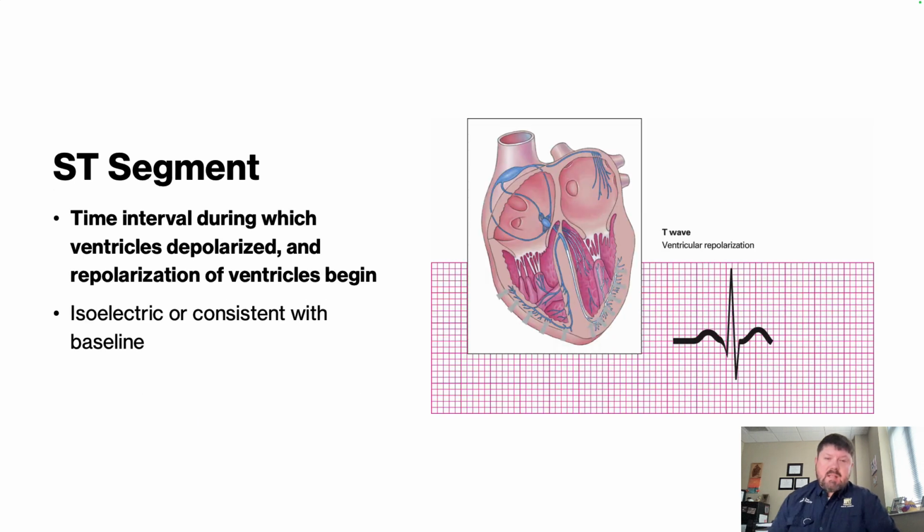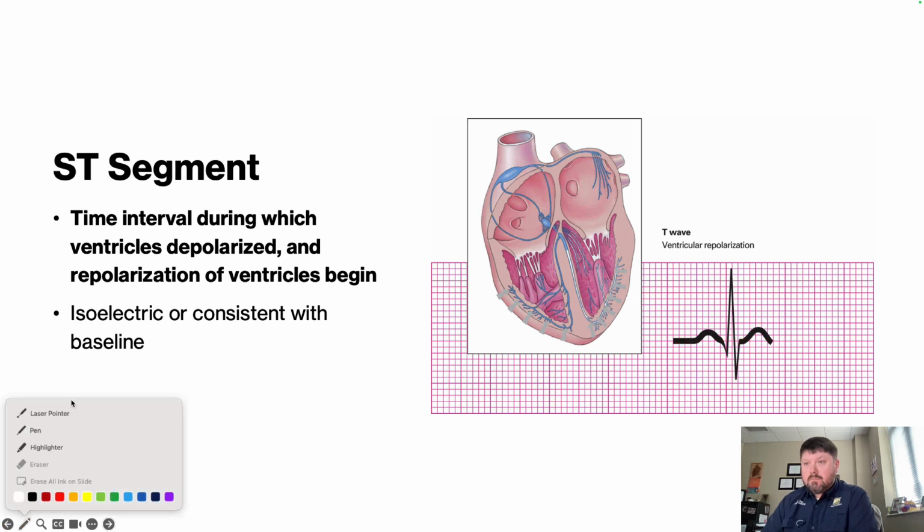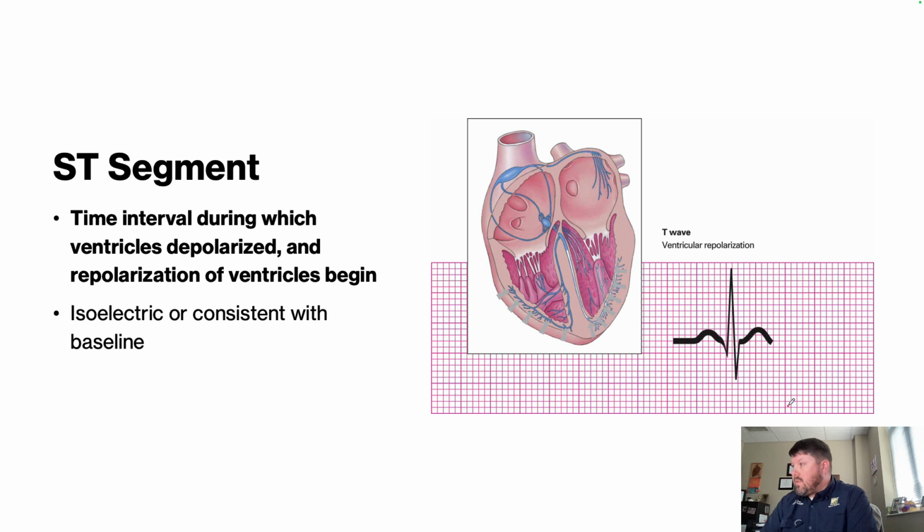Then you have your ST segment. So your ST segment is actually just going to be a point in time in which it takes the ventricle to depolarize and to begin repolarizing, because your T wave represents ventricular repolarization. So you should see this meet back at the point of the isoelectric line. Now, the point in which it actually begins is called the J point, which is going to be this point right here.